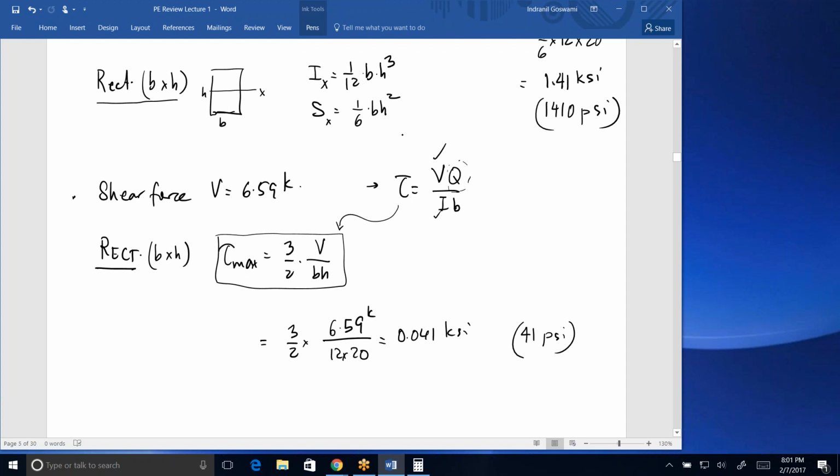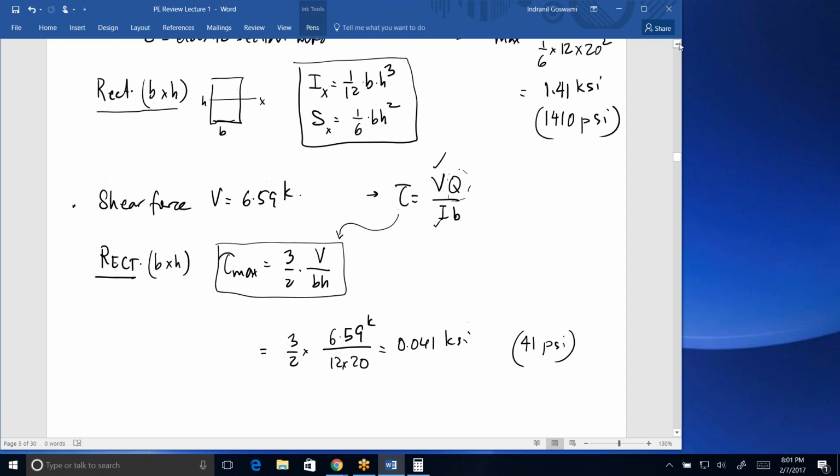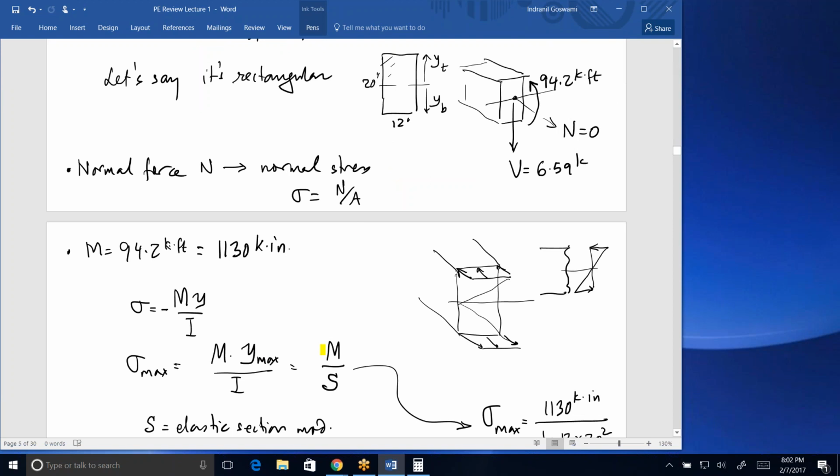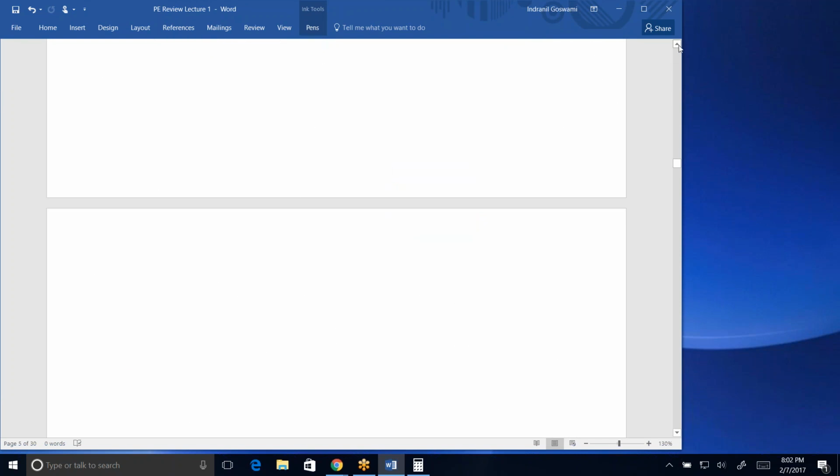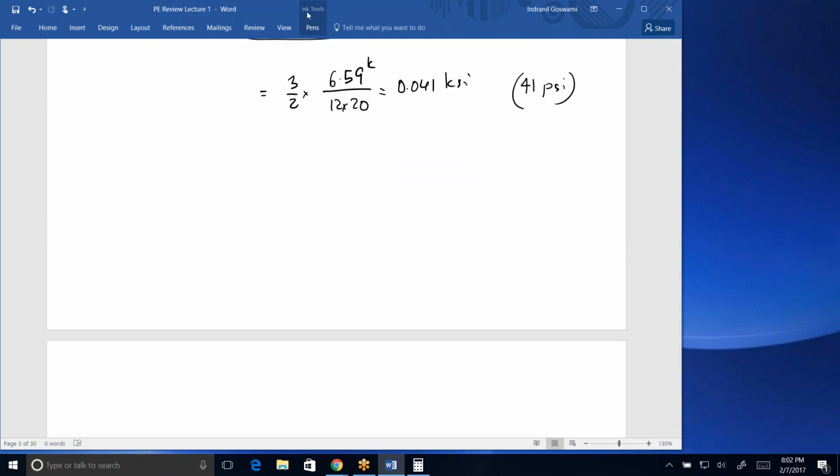Okay, so remember that these formulas are specific to rectangles, not to any other shape. The generic formula for any shape is this one and this one. However, with steel, the wide flange shapes are very common, right? So if you have a steel section, the wide flange shapes are very commonly used for beams.